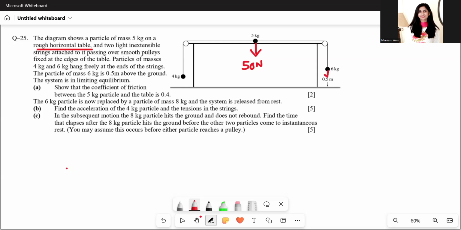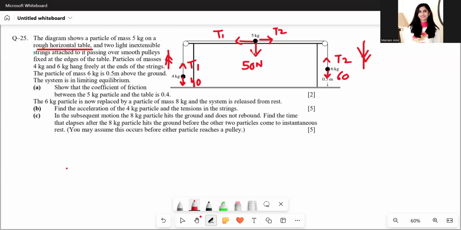Okay, so this weight is going to be 60 newtons. This weight is going to be 40 newtons. There's going to be tension T1 here. This would be T2 because these are two separate strings, so they'll have different tensions. Okay, in this direction we'll have T2, in this direction we'll have T1. And since this side is heavier, this will go down, this will go up.